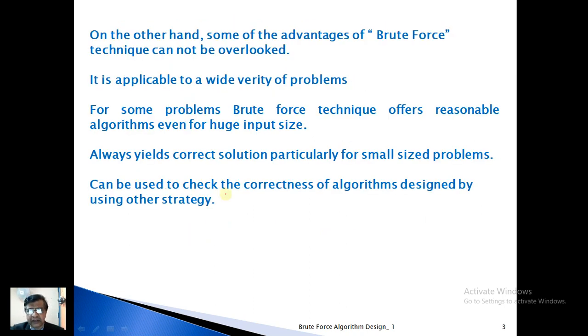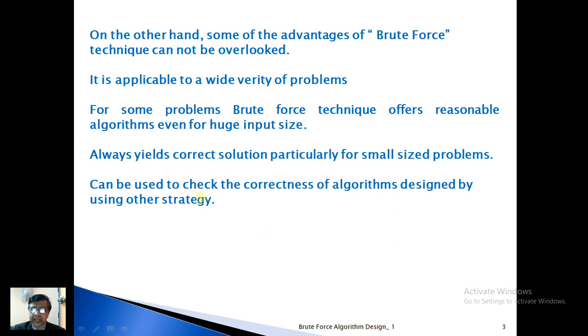On the other hand, there are some advantages of brute force techniques also, which cannot be overlooked. It is applicable to a wide variety of problems. As a matter of fact, though it may be difficult, though it may be beating about the bush, though it may be roundabout, any problem can be solved under brute force thinking. For some problems, brute force technique offers even reasonable algorithms even for huge input size. But anyway, a very interesting fact about this brute force design strategy is it always yields correct solution, particularly for small sized problems.